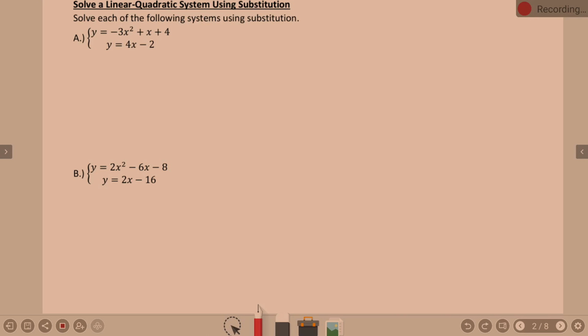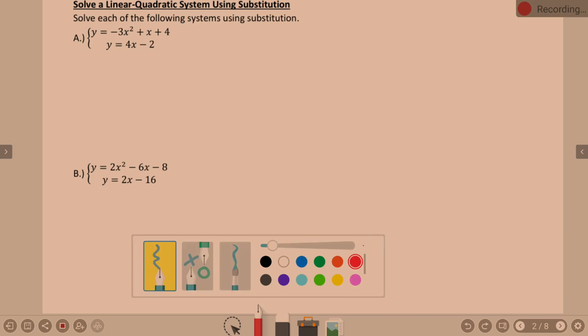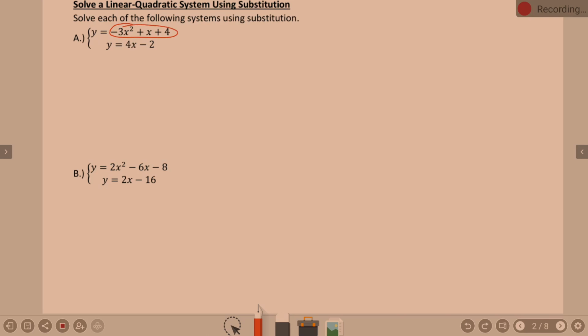Are you seeing where I'm going with that? Okay, so the idea here is that since this is y equals negative 3x squared plus x plus 4, and this is y equals 4x minus 2, it doesn't matter which way you do this, we're going to take one of the equations and put it in place of y.